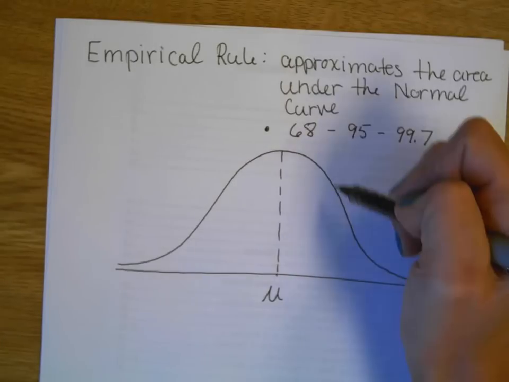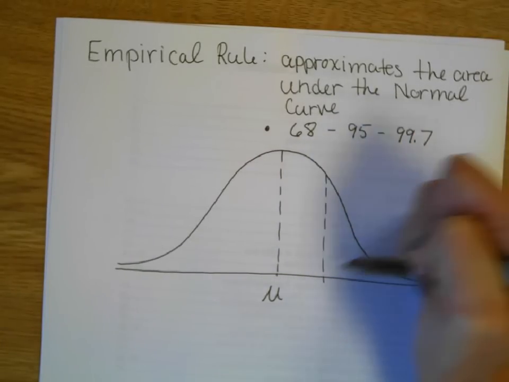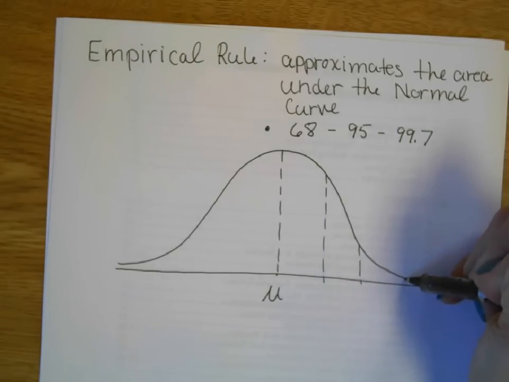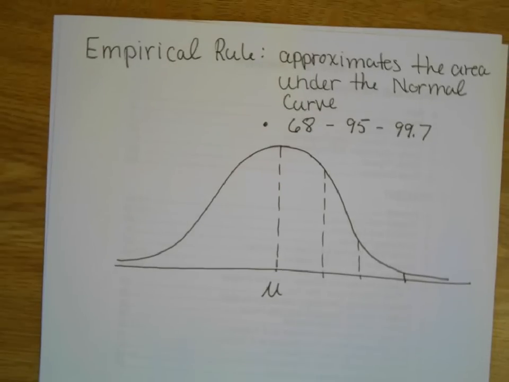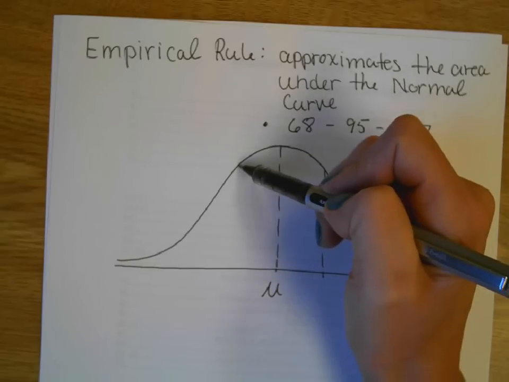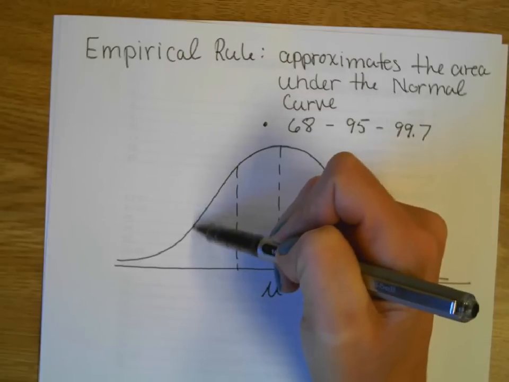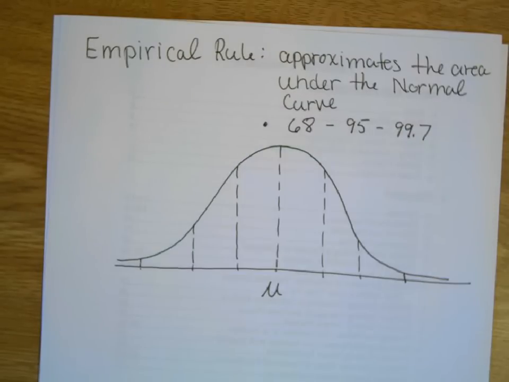The way it works is we chunk it up: 1, 2, and they're all evenly spaced. The third one takes you way out to where it just gets really close to the x-axis. And then we do the same 3 symmetrical values on the other side: 1, 2, 3.